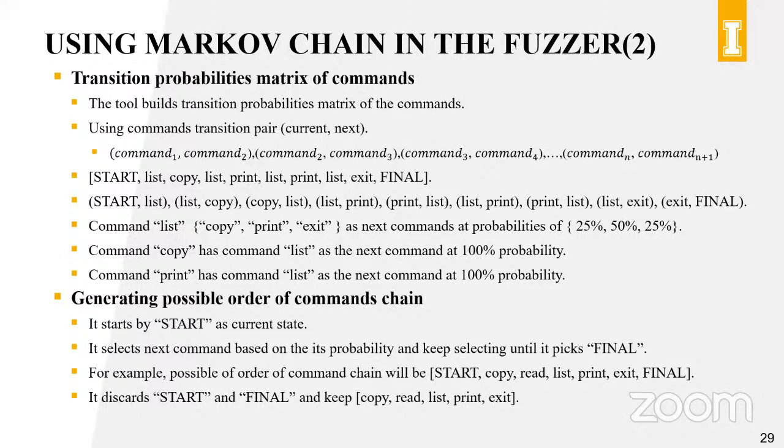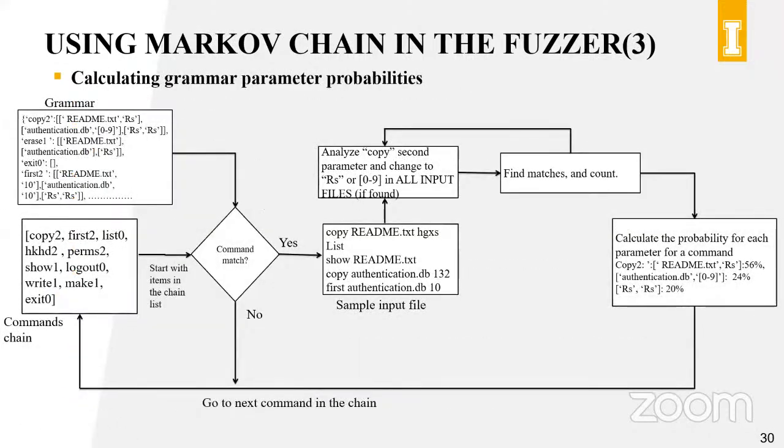For example, a possible command chain would be start, copy, read, list, print, exit, final. After that, we discard the start and final, and keep the commands: copy, read, list, print, exit. Then we use them for generating a new fuzzing file.